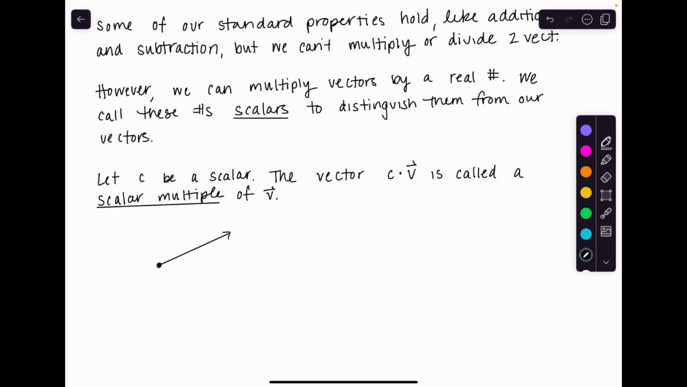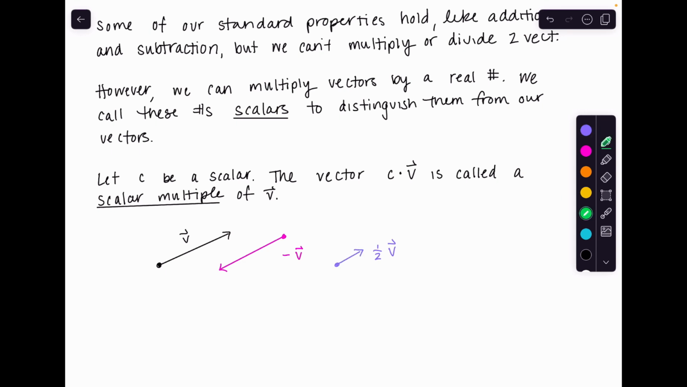It's got that starting point here, and it's going to point in this direction. If I take this vector and multiply it by -1, that scalar multiple would be -V. And all that's doing is creating the exact same length vector, but instead of pointing forward, it's going to be pointing backwards. If I multiply this vector by a half, it's going to point in the same direction, but it's going to be half as long as it was. So it cuts it in half.